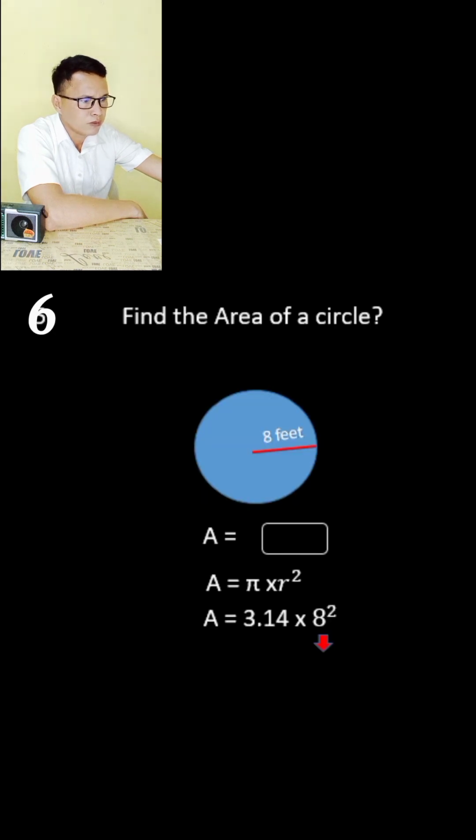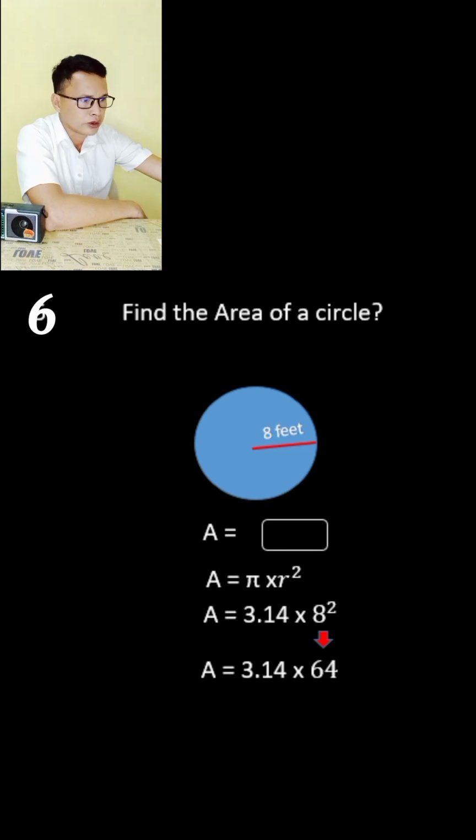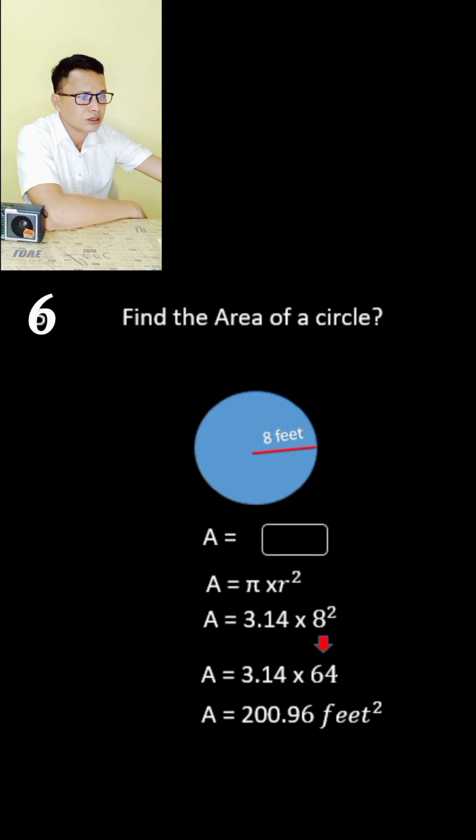Number 6. Radius is 8 feet. Multiply by itself, 8 times 8 is 64, so 3.14 times 64 is 200.96 square feet.